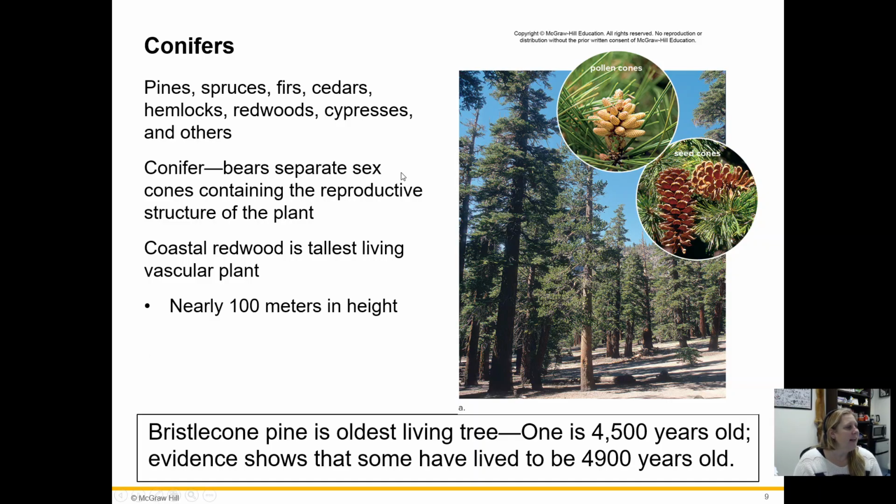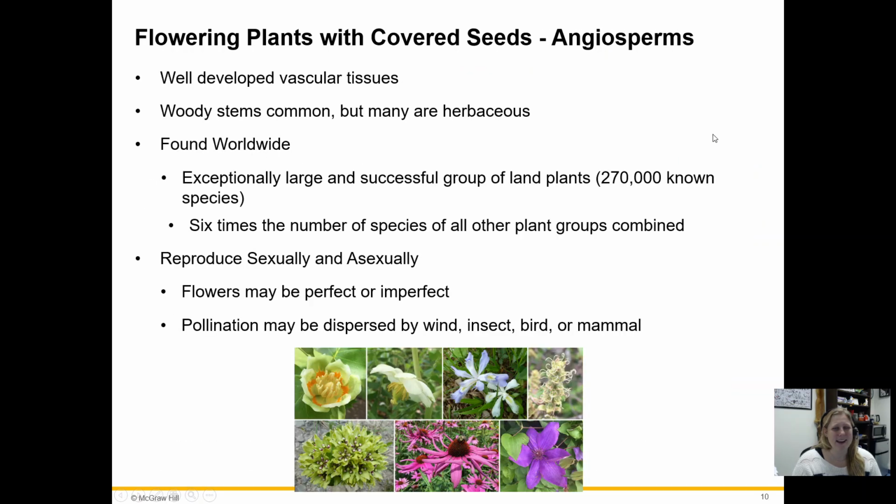Okay. The last group that we're going to talk about is our angiosperms. This is the one that, if you thought about a plant, is probably the number one plant on your list. So these are your covered seeds. This is the majority of our food sources. Now, that's not to say that we don't eat the other groups of plants, but if you think about the foods that you consume, this is going to be your group. Woody stems are common. Herbaceous are common. They are found worldwide. They are cultivated for beauty with flowers. They really are 6 times the number of other species of plant groups combined, and they are hugely important to our survival as humans.